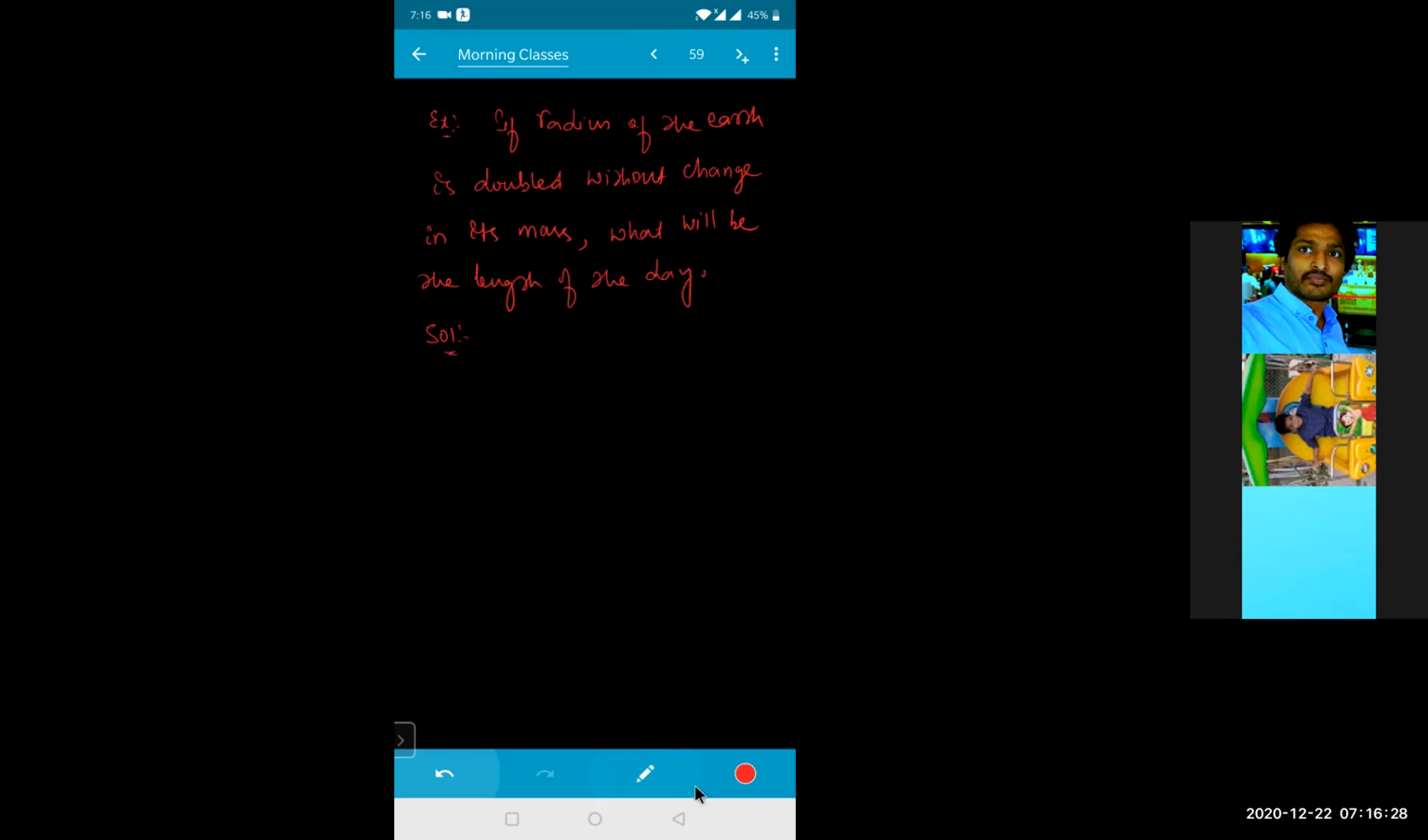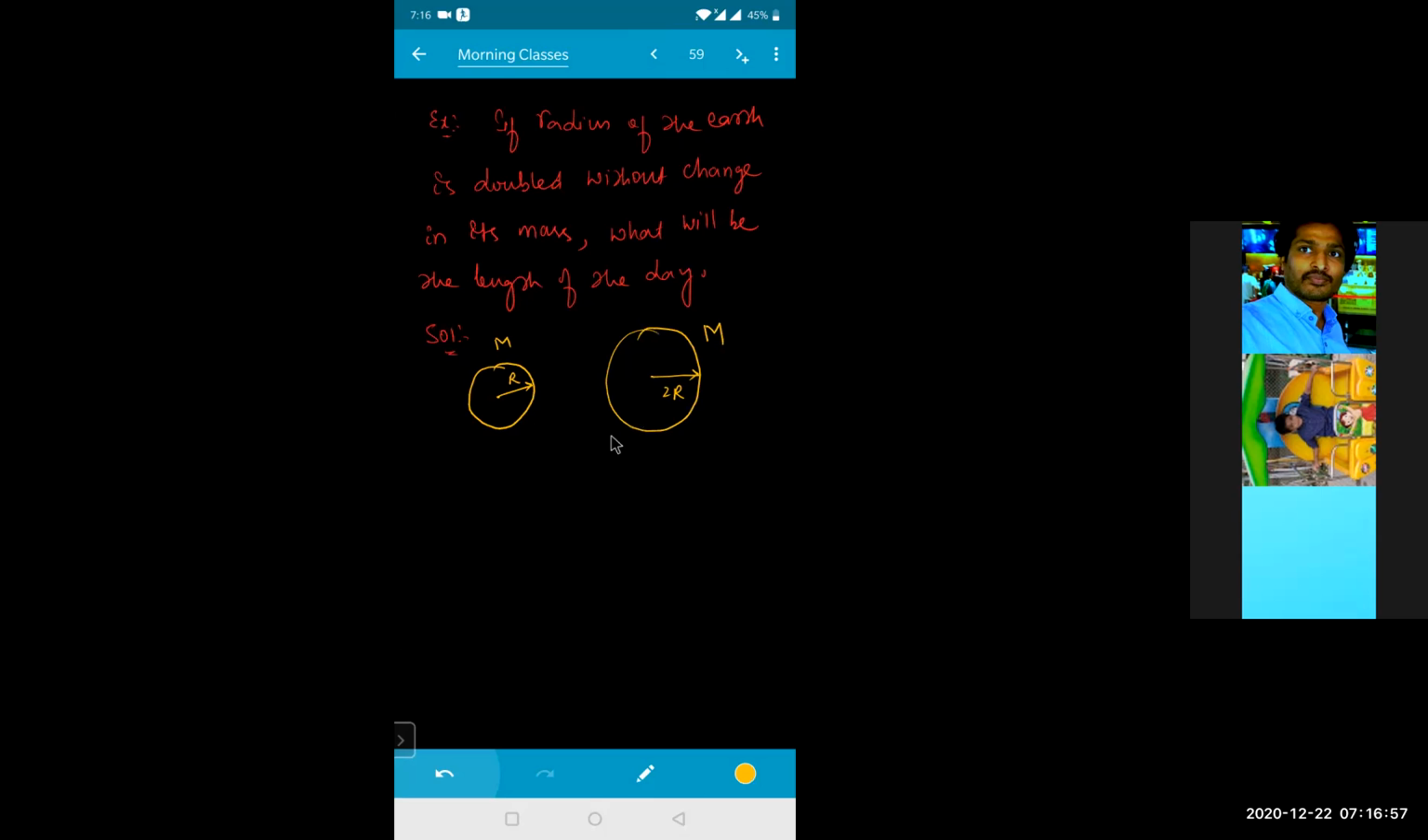What is the given condition? Radius of the earth is doubled. Let us take this as the earth, its radius is r and its mass is m. You are doubling it. Can we do that? We cannot, but it is an internal process. Due to some internal reaction, maybe the molecules might be expanding and the earth might expand. Mass is remaining the same.